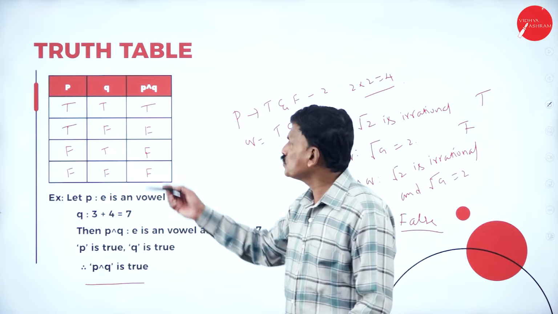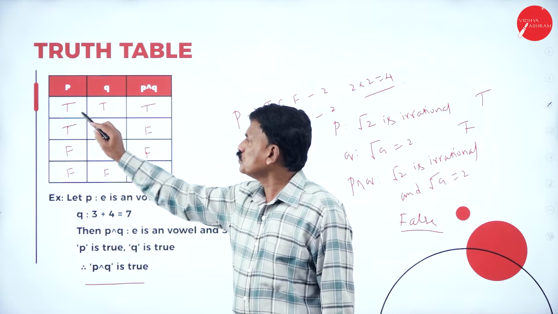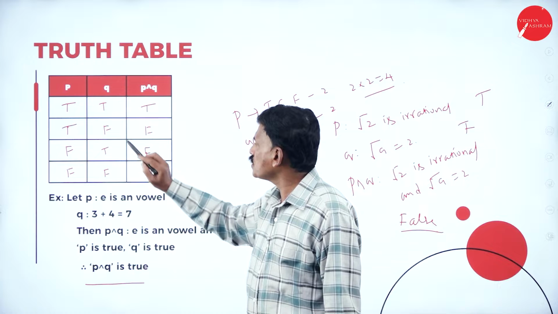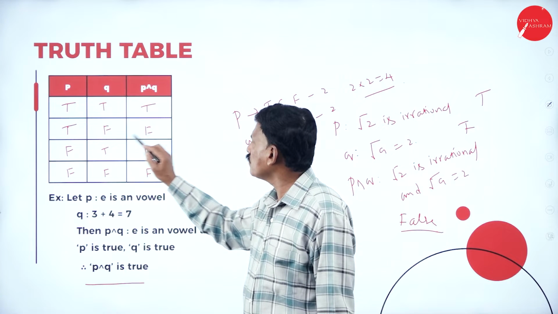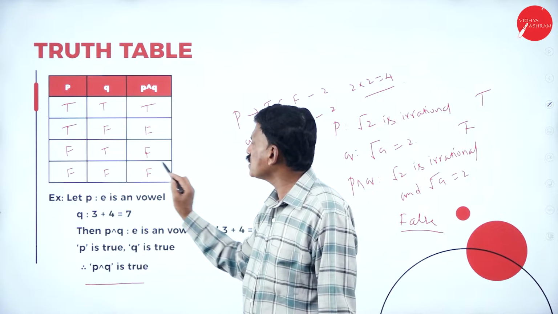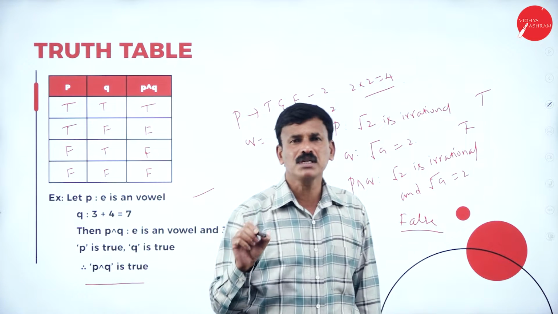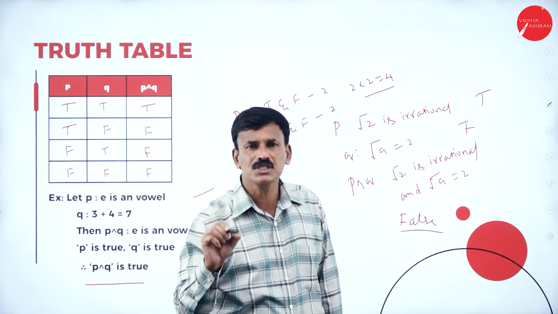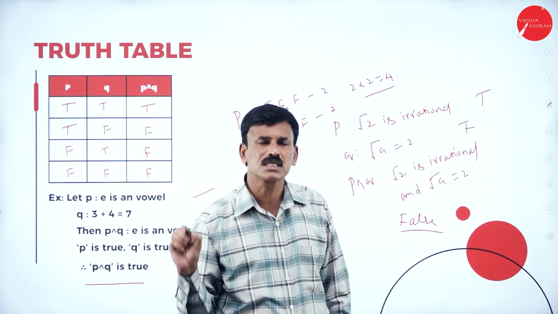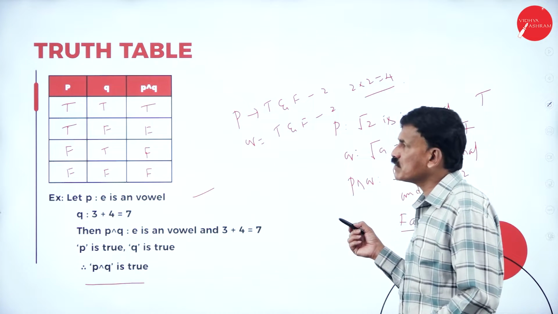So the truth table for conjunction is: true, true, false, false, true, false, true, false. True and true is true, true and false is false, false and true is false, false and false is false. So in case of conjunction, only if both the statements are true is it true. In other cases, it is false. That's it. Now, let us take the next one.